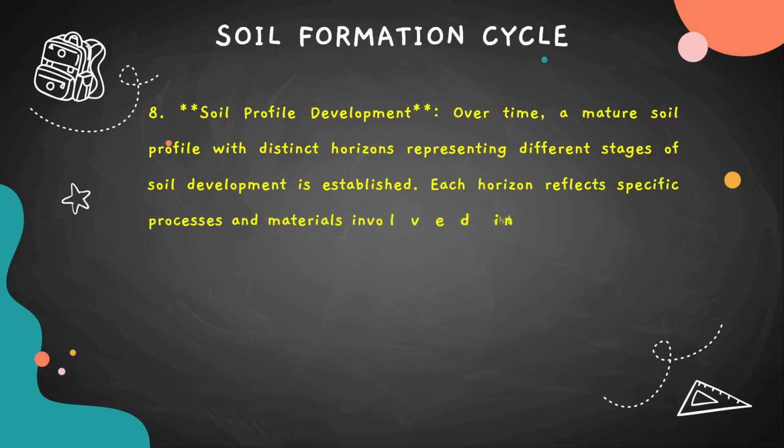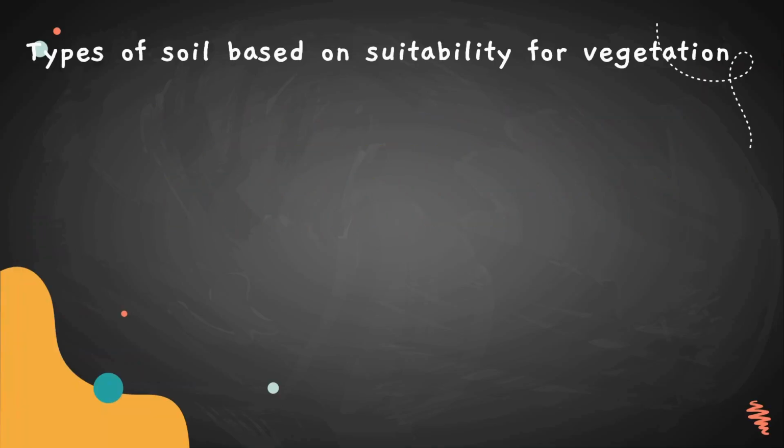Like we have a water cycle, this is how the cycle follows for a soil in its formation from the parent rock to its natural state. So now we'll be discussing the types of soil based on their suitability for different types of vegetation.